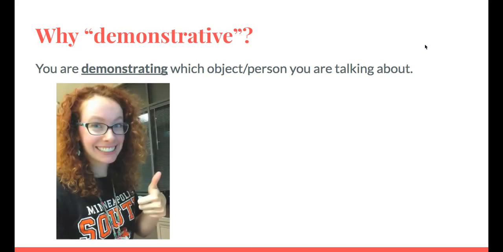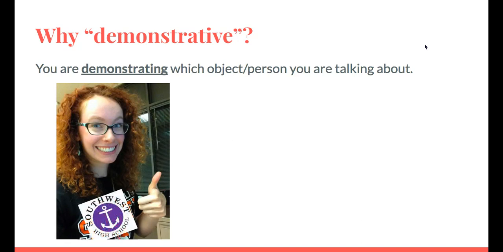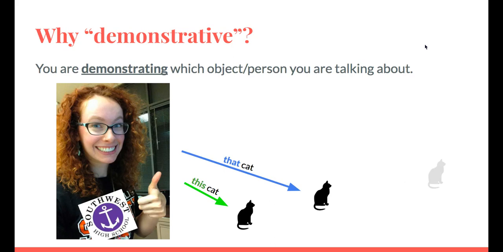For example, here I am. Much better. All right, so here I am, and I'm going to be pointing at some things. Imagine in your head that I'm demonstrating which one I'm talking about. So right here, I'll say this cat. But then this one's a little bit further away, so I'll say that cat. And finally, that one way over there, I say that cat way over there.